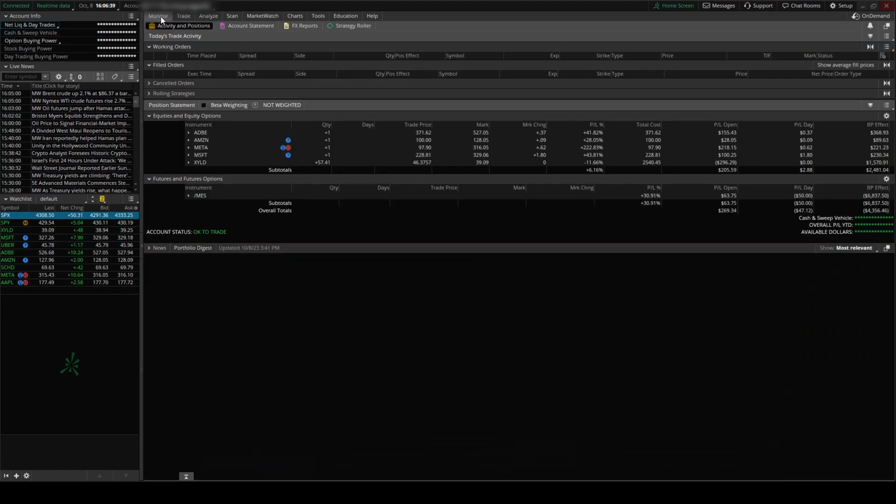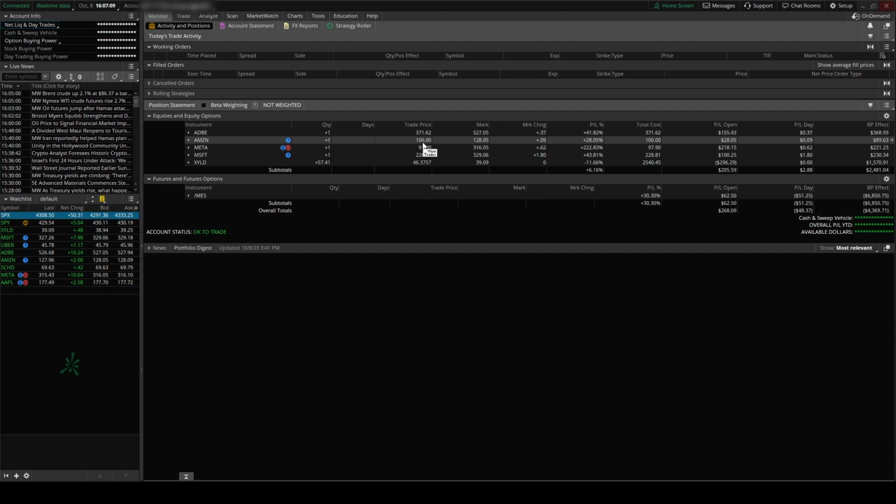Up here, you go to the monitor tab. These are the stocks that you own right now. You have one of Adobe, one Amazon stock, one Meta stock, one Microsoft stock, and 57.4 of XYLD stocks. And this is the price that I bought it at, and this is the current market price. So I bought it at 371, but it's now worth 527. So you made $155 so far.